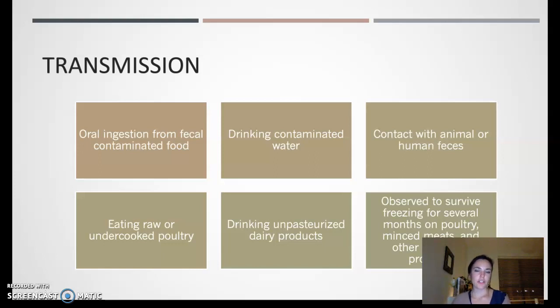Most common transmission of Campylobacter is eating contaminated food, drinking contaminated water, direct contact with animal or human feces, drinking unpasteurized dairy products, eating raw or uncooked poultry. This pathogen is known to survive freezing for several months on poultry, minced meats, and other cold food products, so it's very important to cook your meat thoroughly.